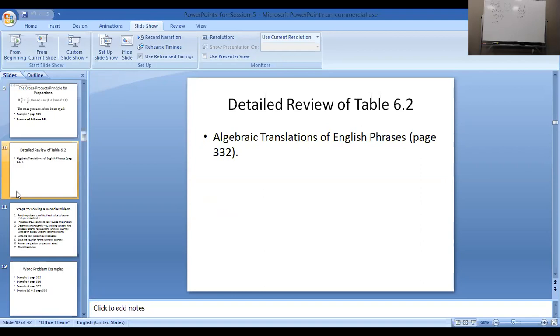7 times the sum of a number and 24. So I have a variable, I don't know what that number is. I call it x. The sum of x and 24, so I have x plus 24. 7 times that, so I need to put the x plus 24 in a parenthesis times 7. You follow? I think so. Okay.